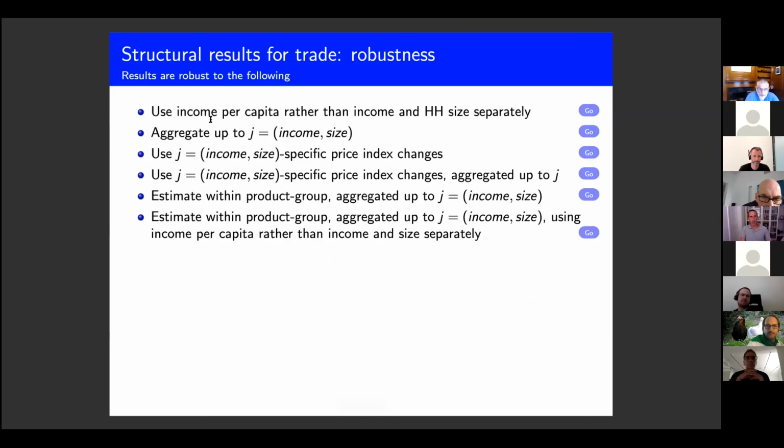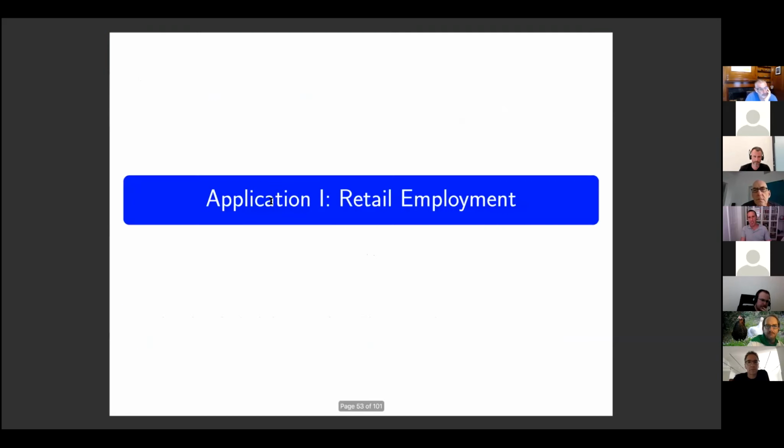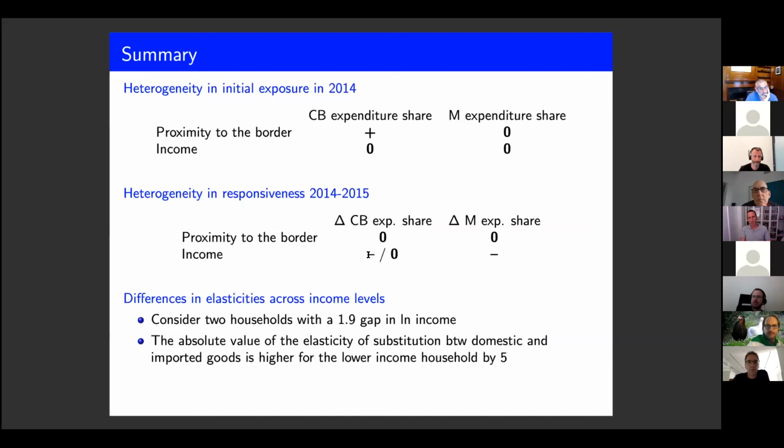So again, we do a lot of robustness in this estimation, and we always get very high income effects on elasticities, even within product groups, and using household specific prices. But I'm not going to show you that given lack of time. All right, so this is a summary, of what I told you in the introduction. In levels, in terms of exposure, the only thing that comes out significant is distance to the border on CV expenditure. And in terms of heterogeneity in elasticities, the only one that comes out significant is income, especially for the response of imports, not so much for CV, although it's there, but only for the first 3 months.